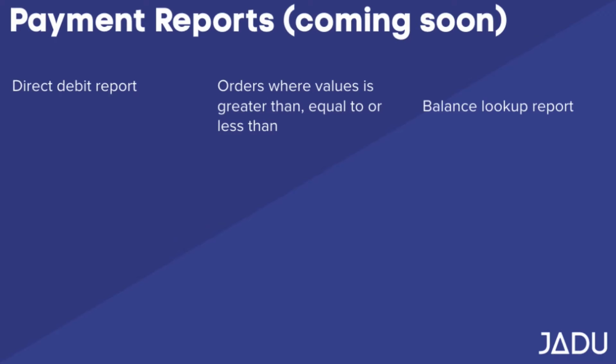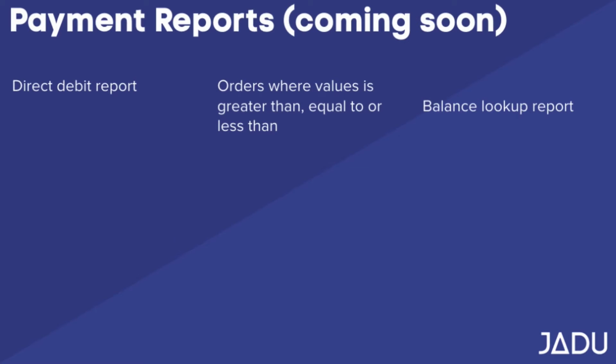Reports which are coming soon. We've got direct debit reports, so what's the breakdown of the direct debits. Order reports, so you can get all the orders where a value is greater than or less than or equal to a certain amount. So we might want to find all the orders where somebody's paid £10 instead of £20 or something like that. And a report on balance lookups, how many people are looking up their balances, is it being used, areas like that. So again, if you've got any additional requirements for your payment reports, then do come and grab me.